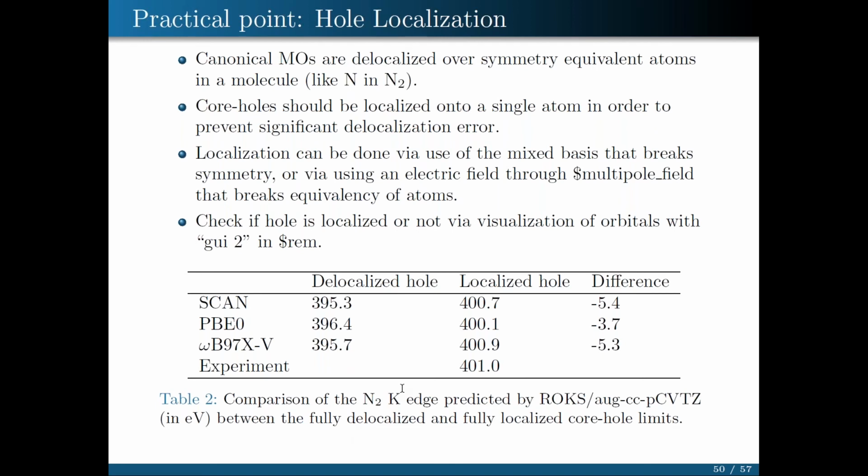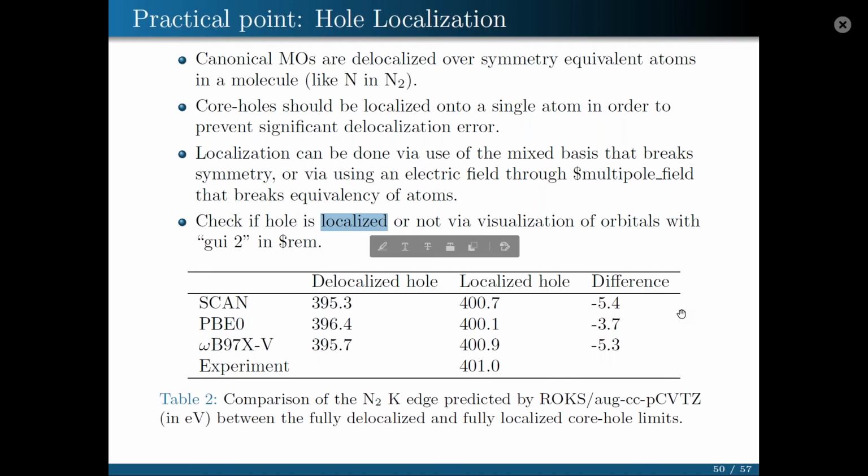This localization can be done by using that mixed basis approach. If you just specify one of the atoms to have a bigger basis than the other, then the symmetry is broken and the core orbitals would spontaneously localize due to loss of symmetry. Or you could use the electric field via the multipole field to break symmetry and thereby localize core holes. It's a good idea to check whether your core hole is localized or not via visualization of orbitals with GUI=2 in the $rem for the core ionization step. If your core hole is not localized, then you probably need to change some stuff to make it localize so that you have a meaningful answer.